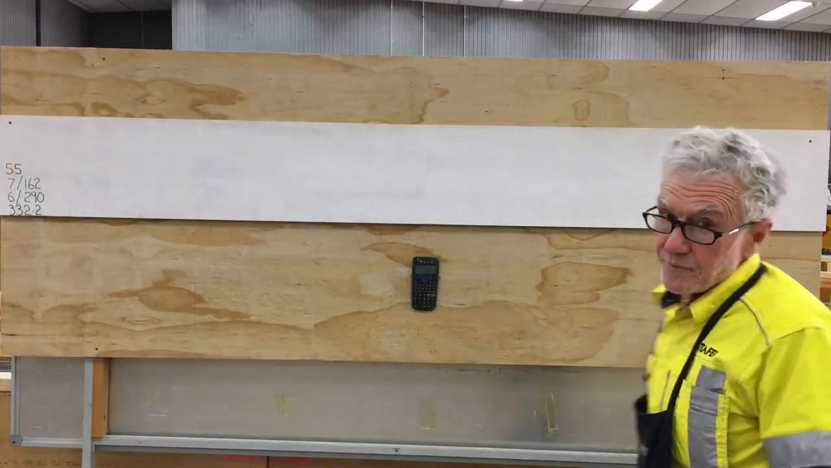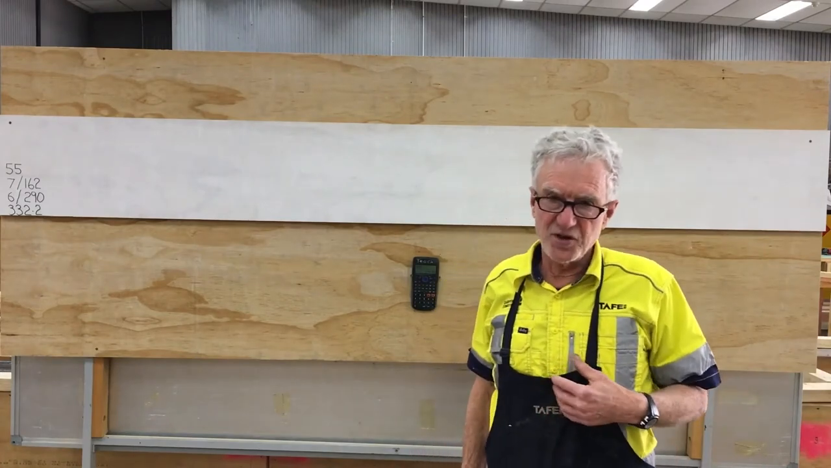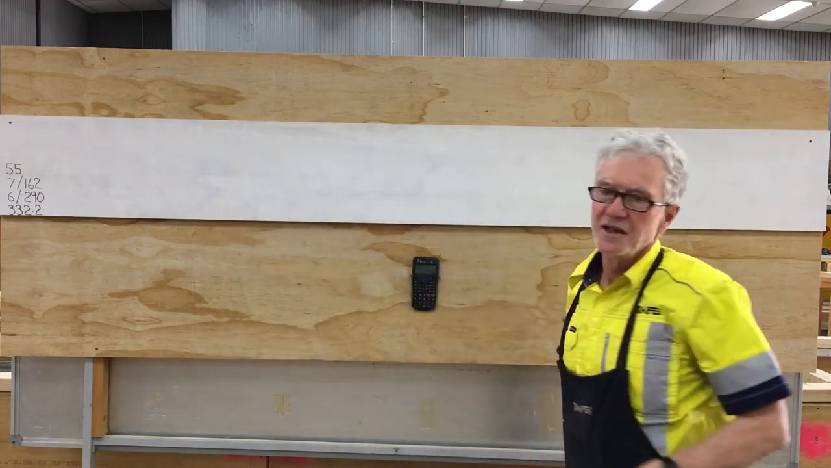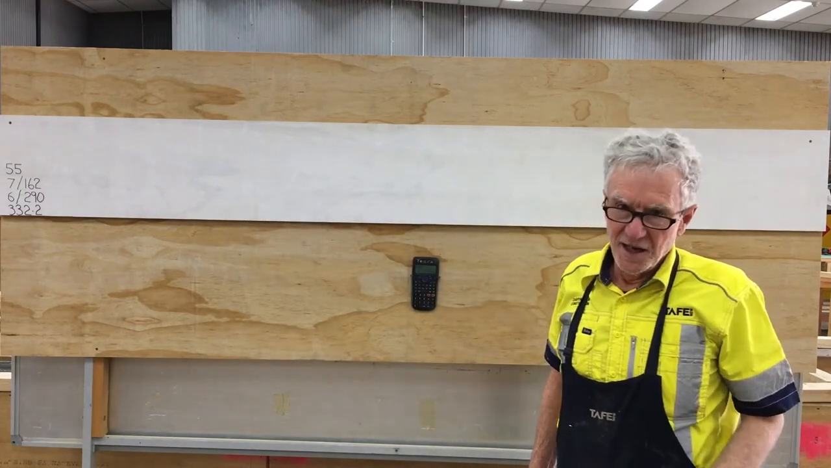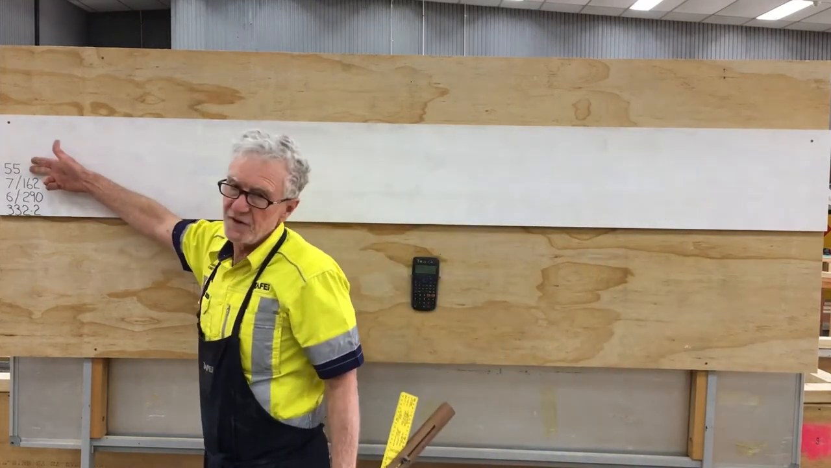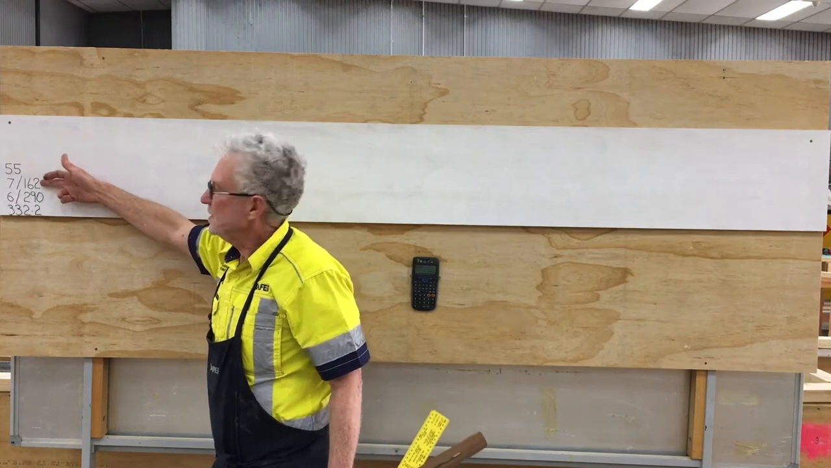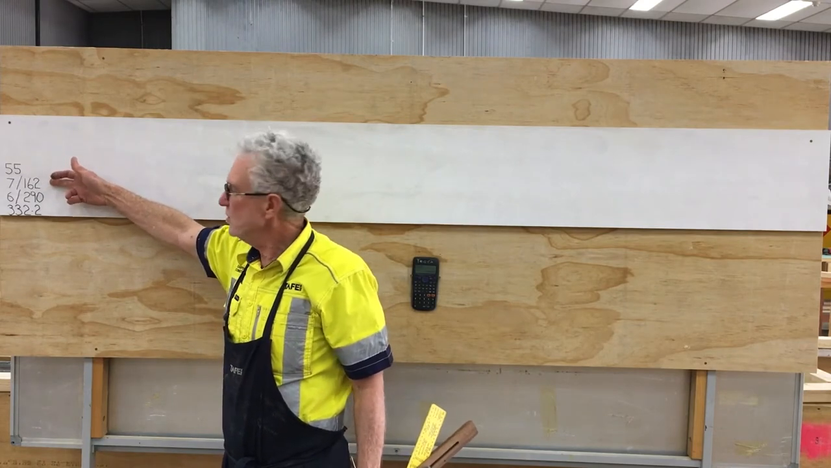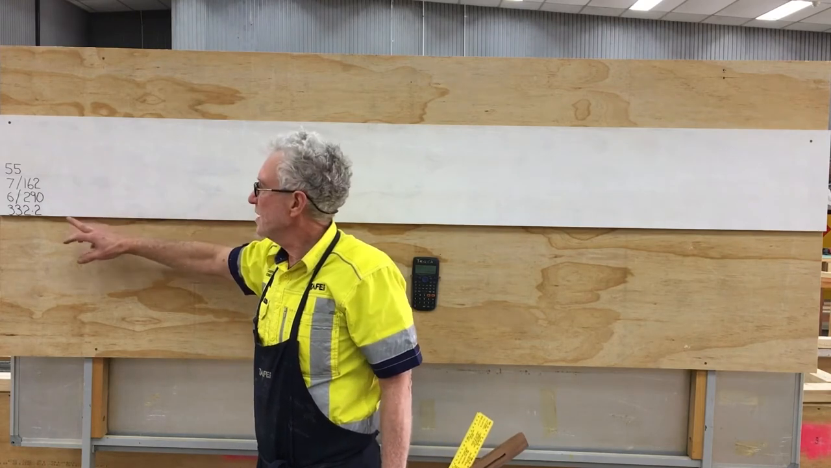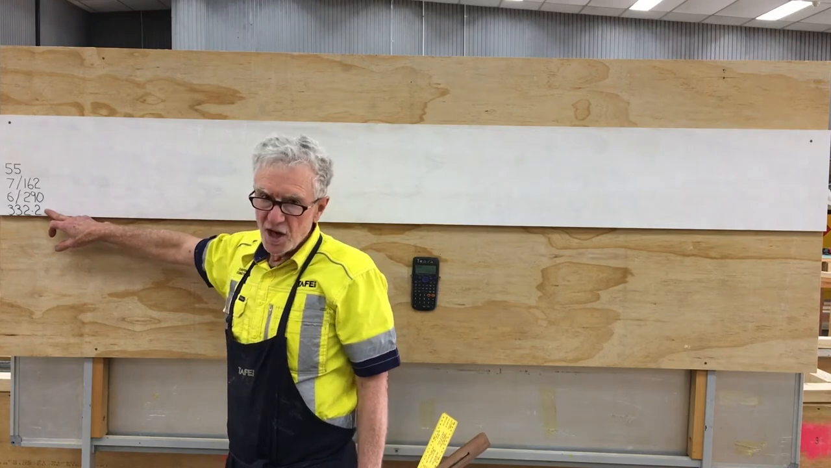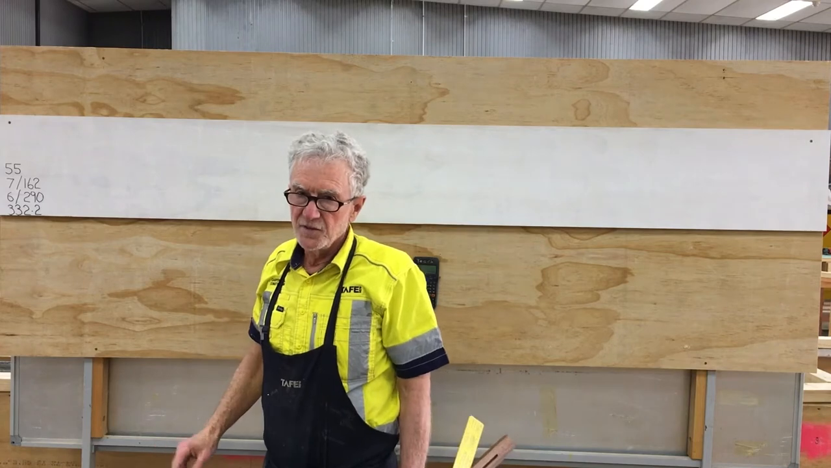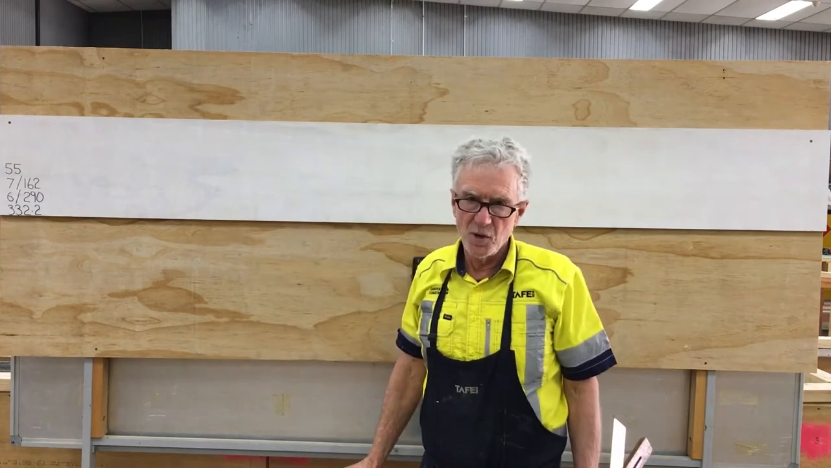So gentlemen, it's time to set out the stringer. Here I am with my stringer set horizontally, but in the vertical plane. If you remember from our previous calculations, we calculated we needed a 55 mil margin. We need 7 risers at 162, 6 goings at 290, and we calculated the nosing to nosing distance as 332.2. So the first thing I'm going to do is set out my margins.